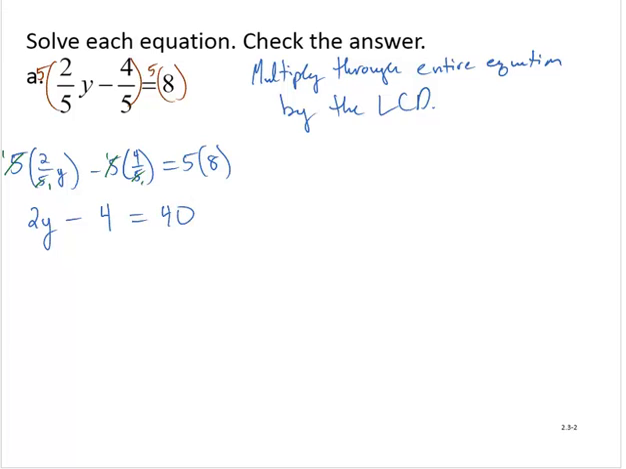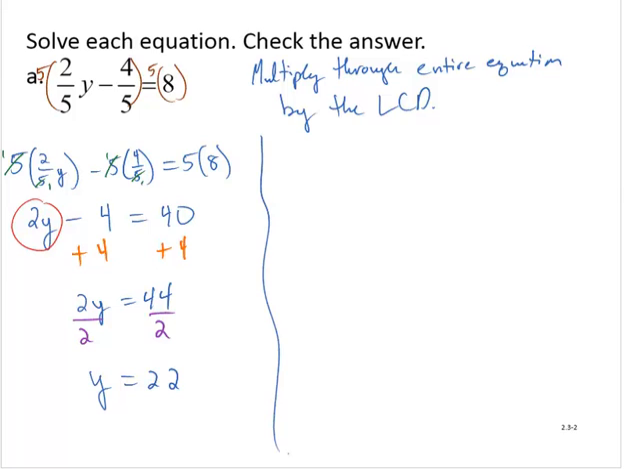And now it's fairly straightforward. I identify the variable term and isolate it by adding 4 to both sides. So then 2y is equal to 44. And divide through by 2 to isolate the variable, and we find that y equals 22. Let's check the solution.